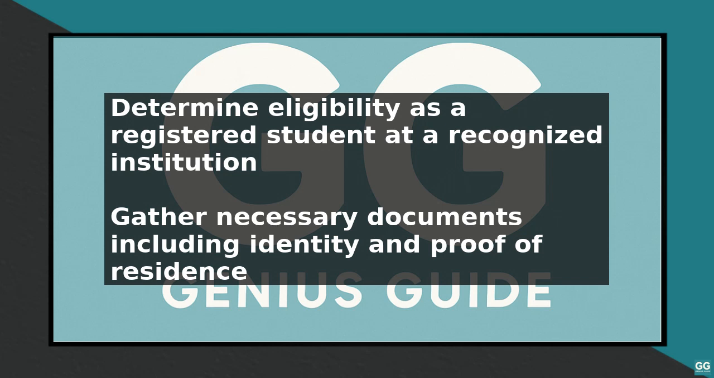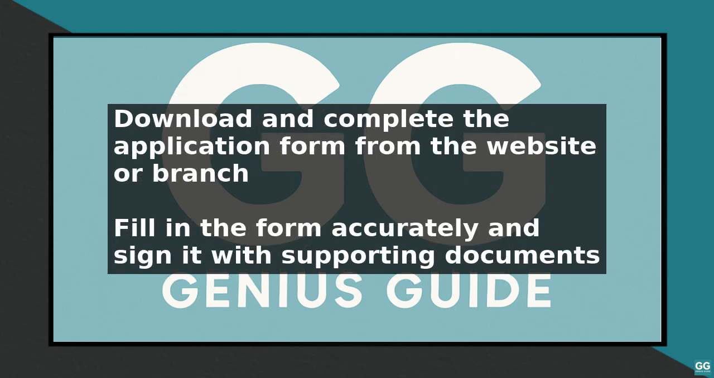Next, gather all the necessary documents, including a valid South African identity document, proof of residence, and your student card. Then visit the Absa Bank website to download and complete the application form. Or visit your nearest Absa Bank branch to collect the form. Fill in the application form accurately and sign it. Then submit the form along with your supporting documents to the bank.